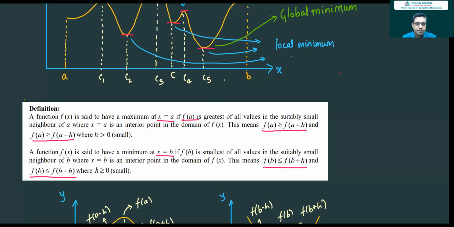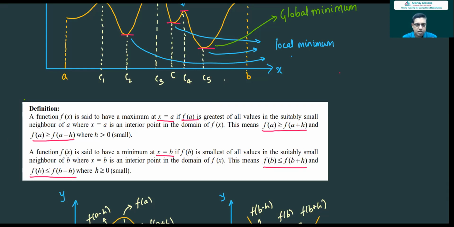That if at x equal to a, f of a is greater than or equal to f of a plus h and also greater than or equal to f of a minus h, then it is said to be maximum at x equal to a. X equal to a will be the point of maximum and f of a is the maximum value.